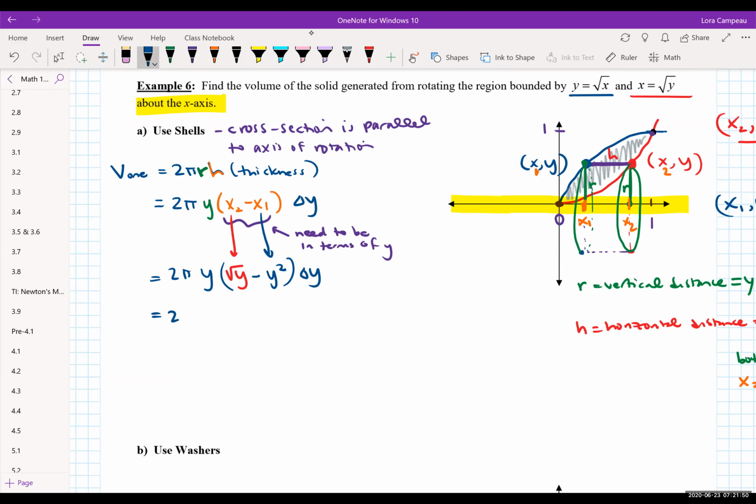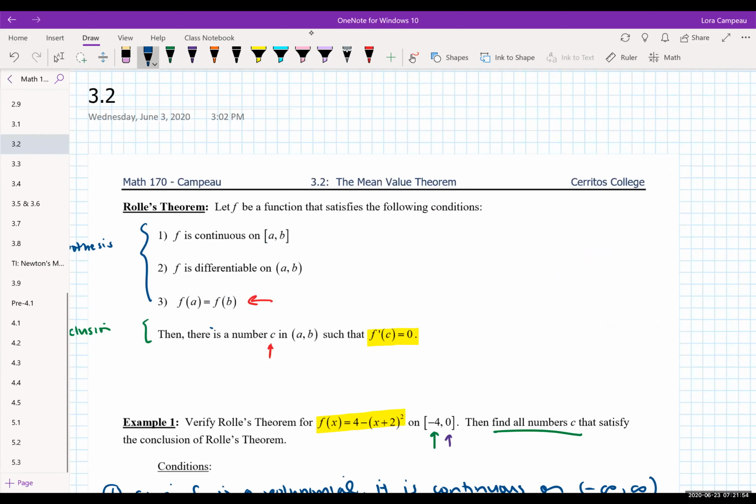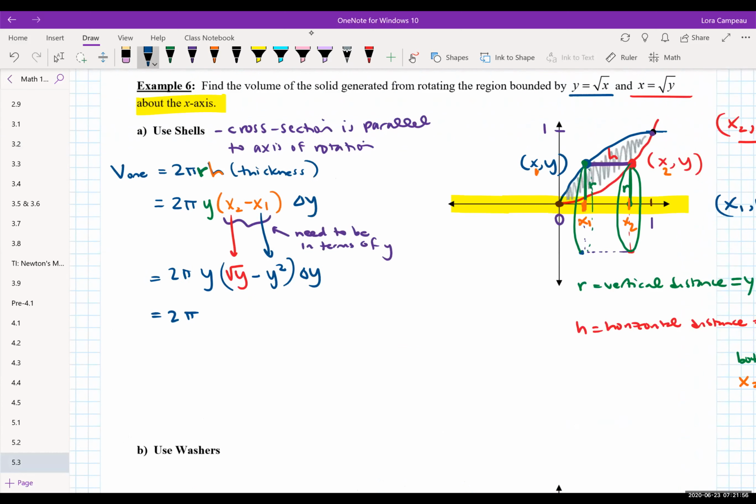You can kind of see, we don't like radicals. What do we have? y. My left hand, again, betrayed me. But here we go. We have y, it's still y. Square root of y is y to the 1/2. I got minus y squared, delta y.